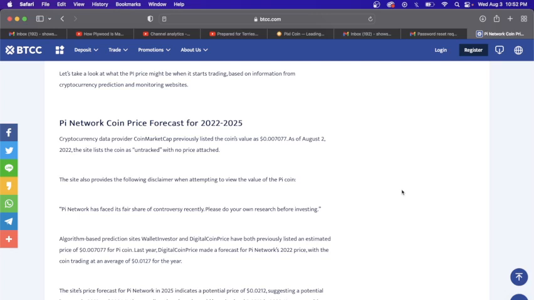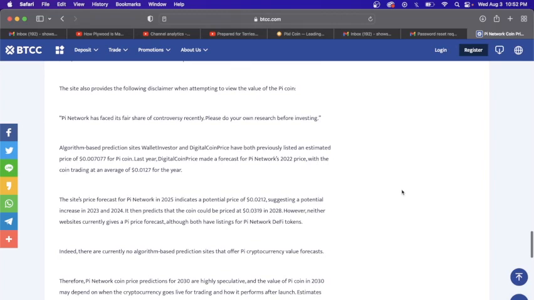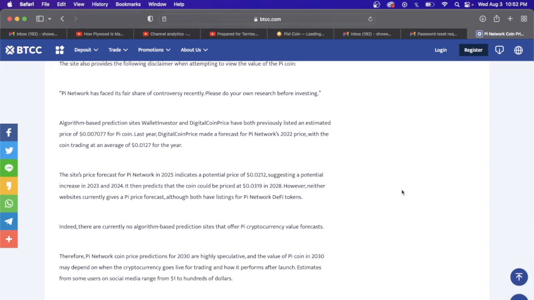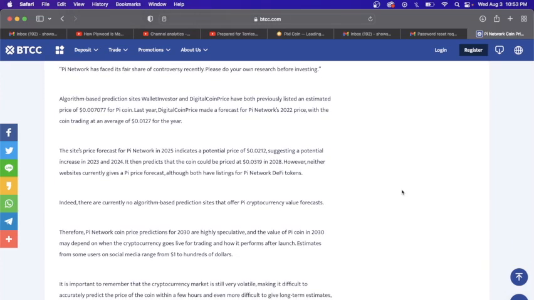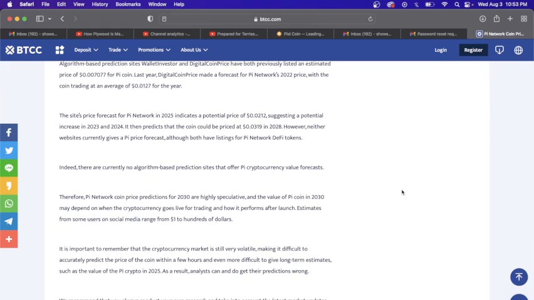rocket spaceship place. Algorithm-based prediction sites Wallet Investor and Digicoin Price have both previously listed an estimated price of 0.007077. Forecast in 2025, the potential of 2 cents, suggesting a potential increase, and then predicts the coin could be $0.03 in 2028. However, neither website currently gives a Pi price forecast.